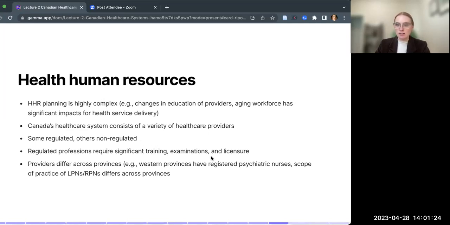Some require lots of training, examinations, licensure. So the planning of this takes a lot of time. It's not something that can be planned for in the short term. It has to be something that is planned for more in the long term. And it does differ across provinces. So as we said, it's provincially determined what things like scope of practice and whatnot are allowed. So that's something to keep in mind, that one thing that might work for one province might not work here.